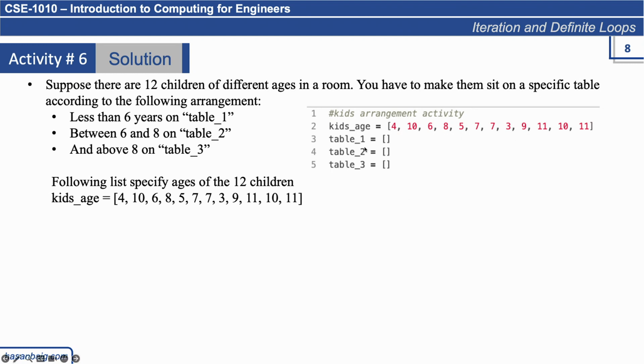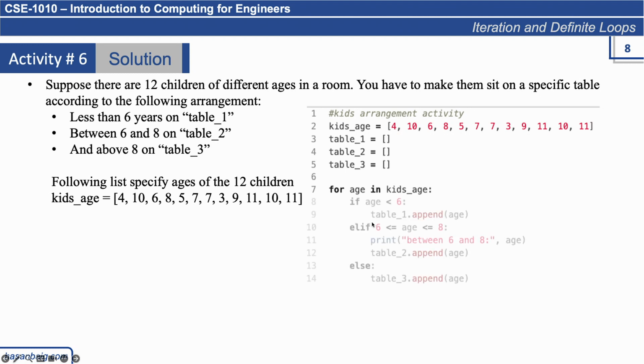Same is the case with between 6 and 8 on table 2. 8 is considered inclusive, and above 8 on table 3. So what you do is, for age in kids_age, so age is a variable name here. And then if age is less than 6, you use the append method on table_1 and append the child of that particular age below 6 on table 1.